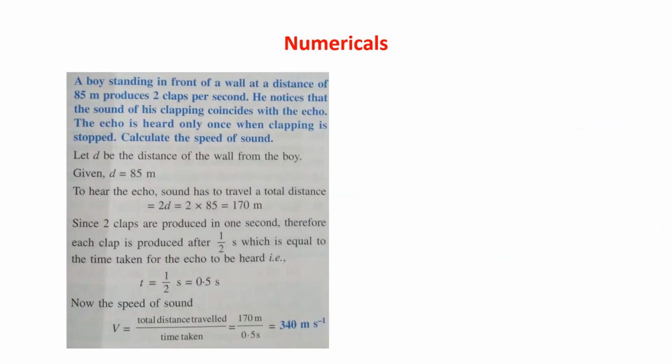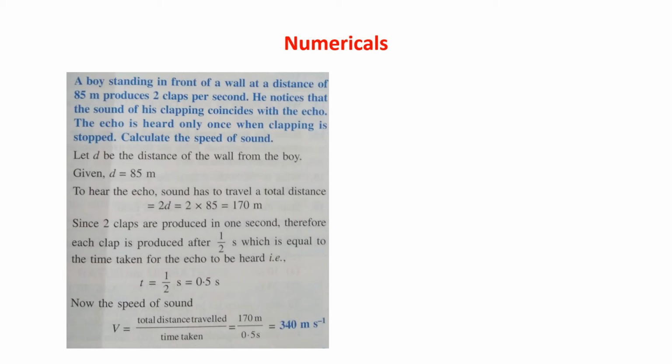The next one: a boy standing in front of a wall at a distance of 85 meter produces 2 claps per second. He noticed that the sound of his clapping coincides with the echo. The echo is heard only once when clapping is stopped. Calculate the speed of sound.